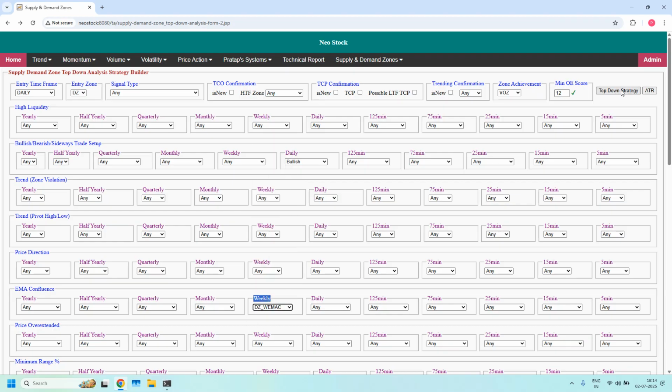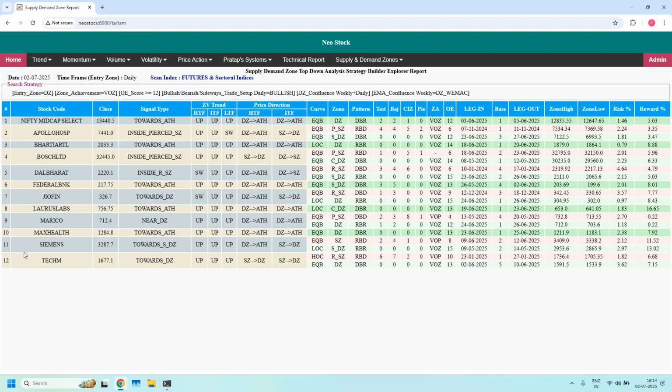Weekly trend is uptrend for all stocks. Now the list has come down to 12 stocks. So these 12 daily demand zones might be having strong institutional order flows.